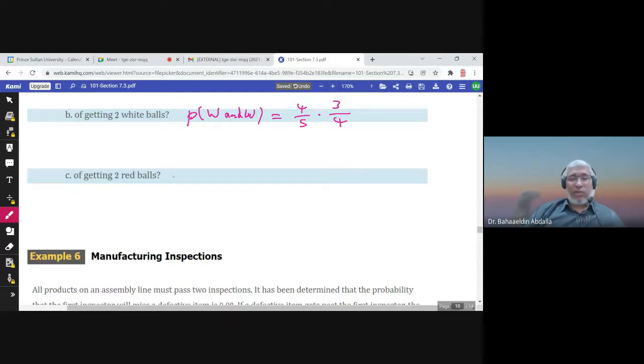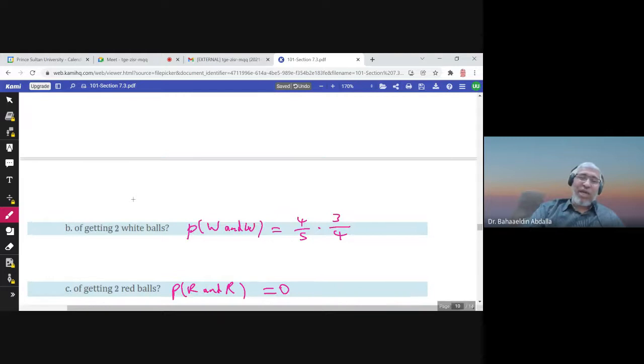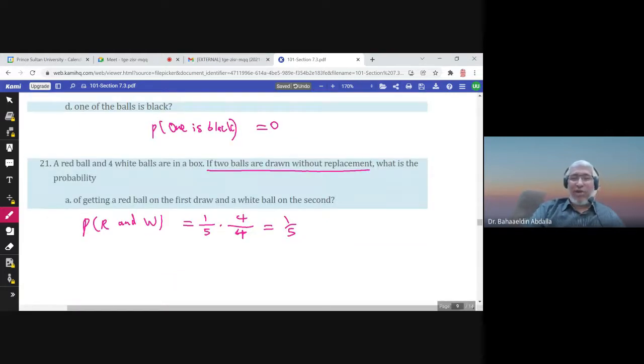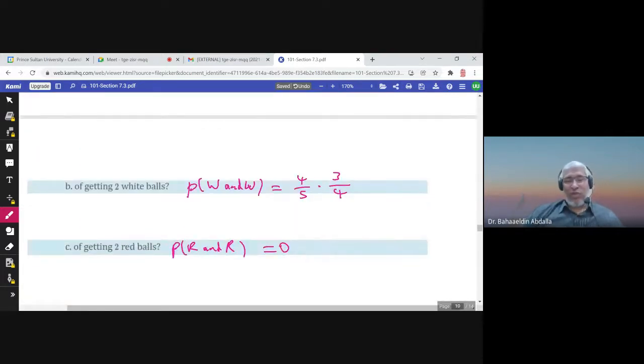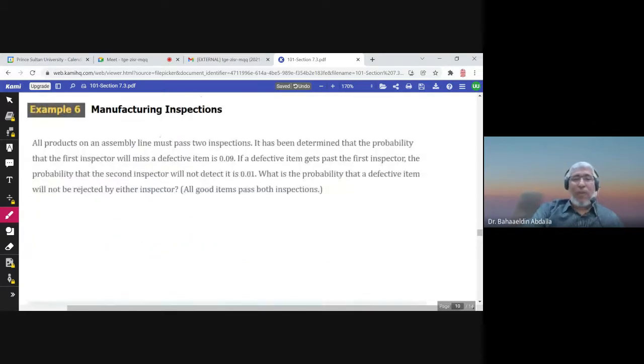2 red balls. So probability of red and red. Well, this is impossible, because I have only 1 red ball. I cannot get 2 red balls. So you can find the probability that the first is red, it is 1 over 5, but the probability that the second is red is 0. So the probability would be 0.